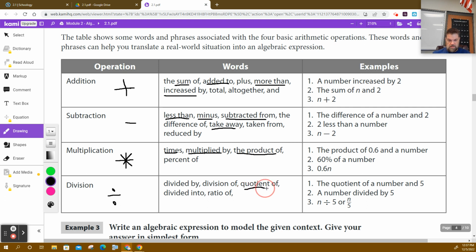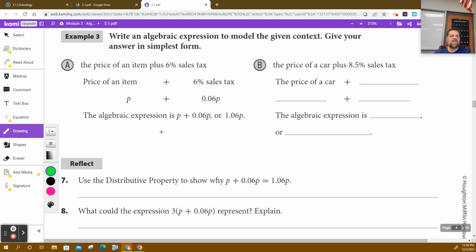Division, if they say quotient, division, divided by, divided into, that's almost always a division, or you can write it as a fraction. So remember, and I'm glad that I saw this right here. Remember, when I say divided by, it's also the same as a numerator over a denominator. Remember, a fraction is like a division problem. The top number is being divided by the bottom number. So that's important because when we go to do example number 3, they're going to give us some expressions, and we got to write down what they think they mean and how we're going to do it.